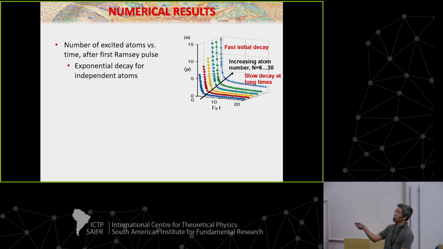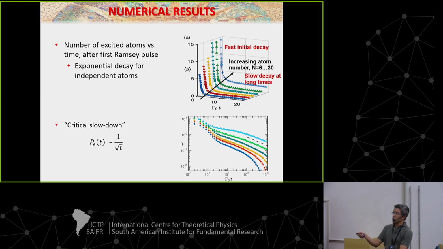What I'm showing here, for the different colors, are different atom numbers, going from 6 as the blue up to 30. One thing you can already notice on this plot is that, as you go to larger atom number, at long times it's evident that the decay is no longer exponential. Your population is not going to zero exponentially, but somehow it's hanging around in your system. That looks like the subradiance that we talked about yesterday.